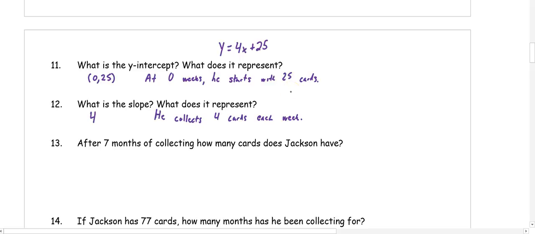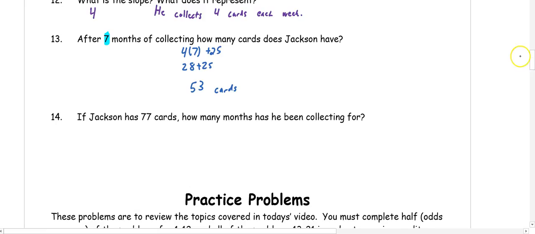After 7 months of collecting, how many cards does Jackson have? So remember that we can plug 7 in for x. So if we substitute 7 in for x, we have 4 times 7 plus 25, which is 28 plus 25, which gets us 53 cards.